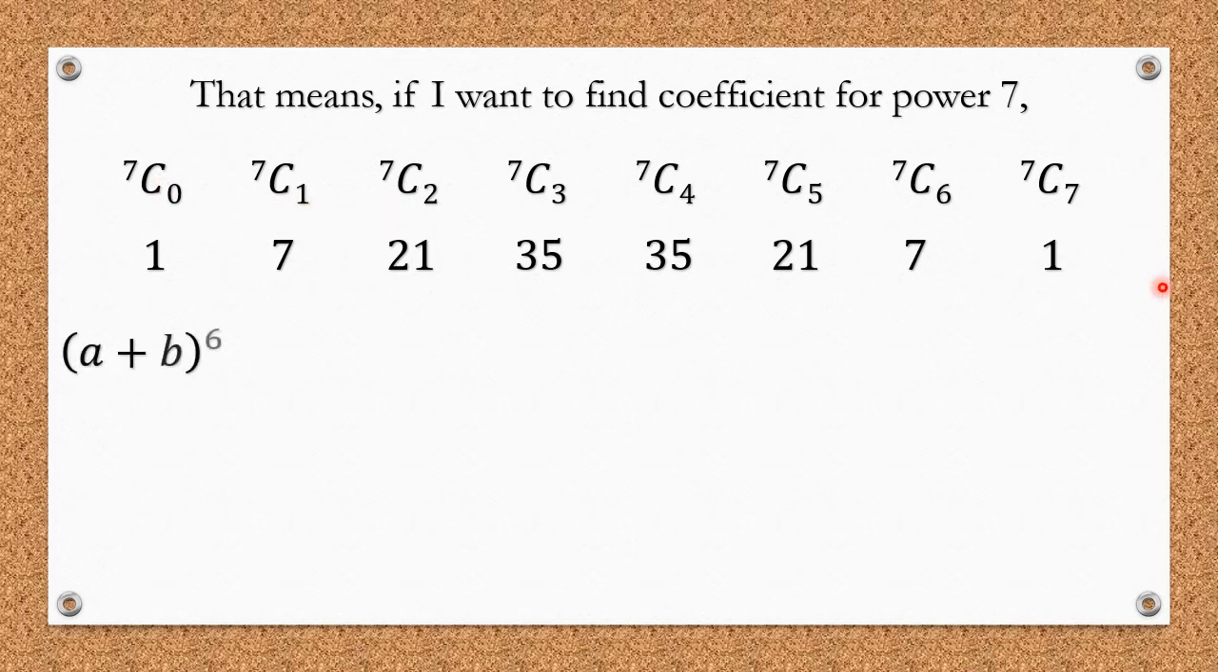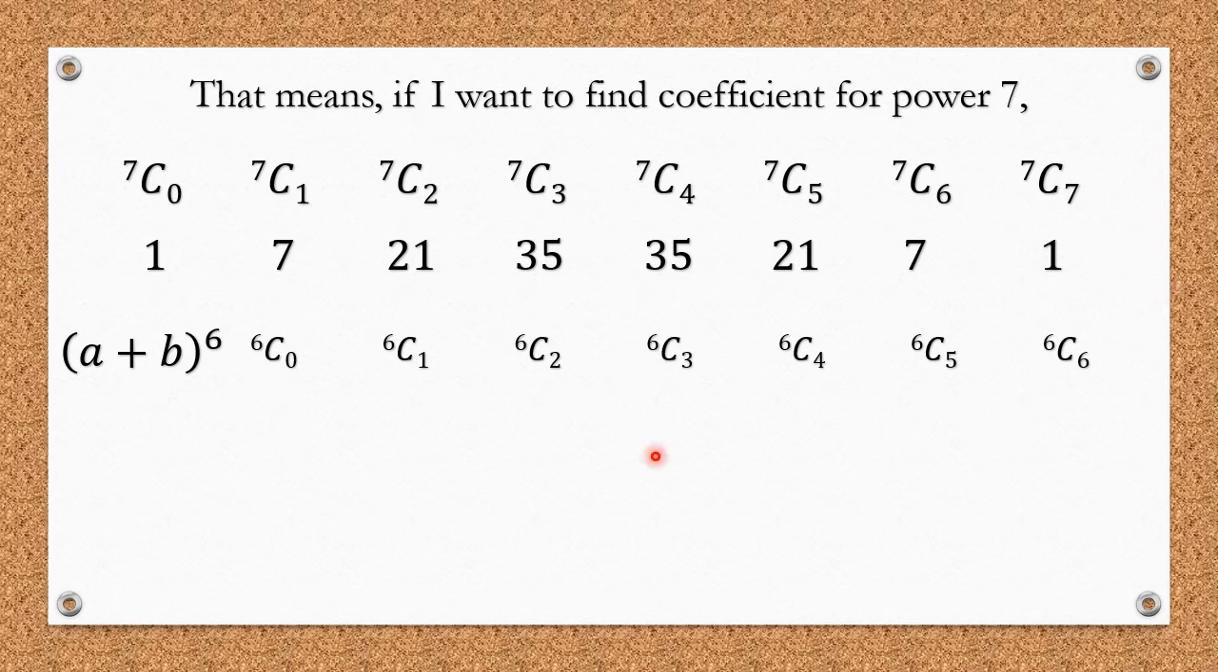Let's check one out. (a plus b) whole raised to 6. Okay, this is something which we have not done. (a plus b) whole raised to 6, that is the power of 6. So the 6C values we are going to calculate: 6C0, 6C1, 6C2, 6C3, 6C4, 6C5, 6C6.